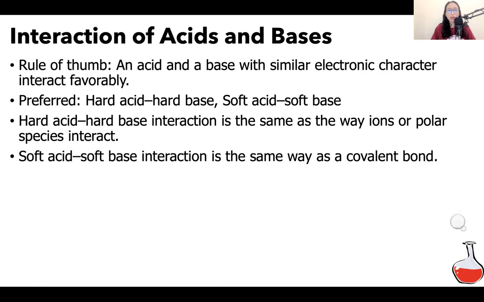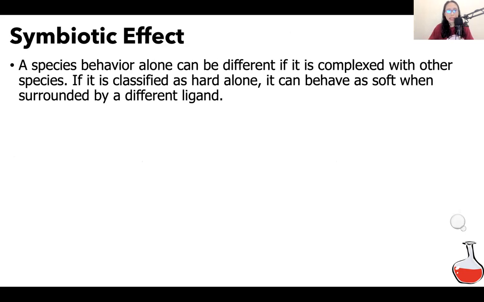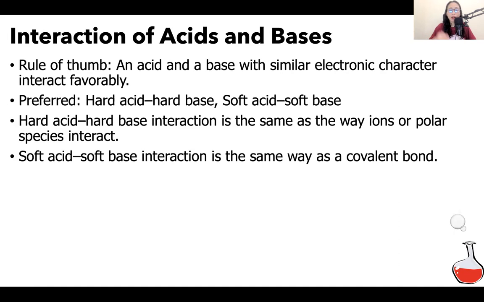On the other hand, the soft acid, soft base interaction can be described in a similar way as a covalent bond. It's because you have two large molecules, the acid and the base. They are easily polarizable, which means that the outermost electrons can distort freely, and they can form the covalent bond easily compared to that of a hard acid, hard base interaction.